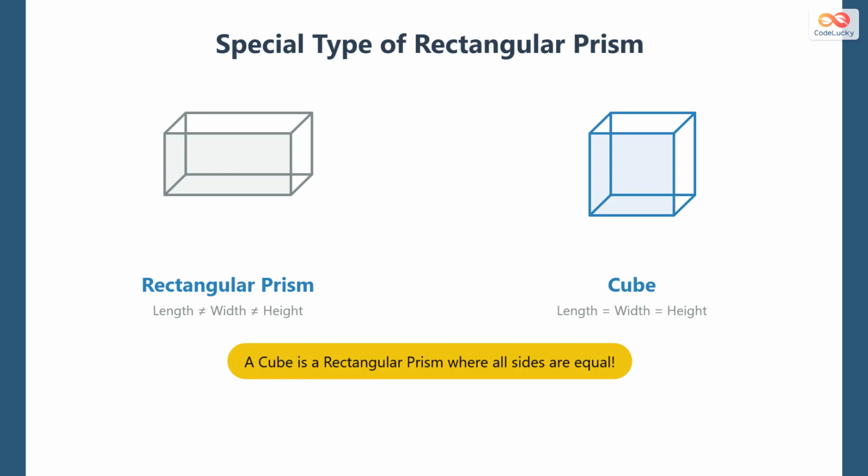You might have heard of a rectangular prism. A rectangular prism has a length, width, and height that can all be different. A cube is actually a special type of rectangular prism where the length, width, and height are all equal. It is the perfect, symmetrical version of a prism.